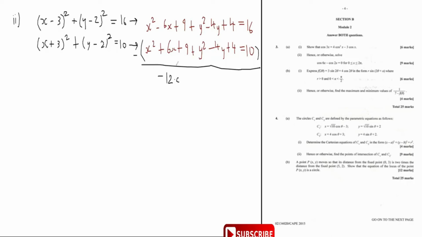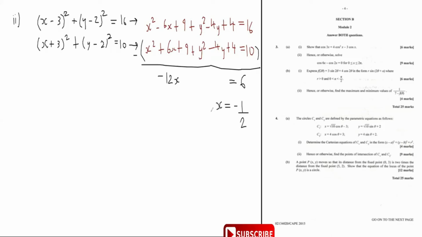Then we're going to have 9 minus 9 cancel, y squared minus y squared cancel, minus 4y minus minus 4y, minus and minus give us plus, so that's 4y minus 4y that cancel. 4 minus 4 goes away too. And then 6 minus 10 is 6. So we get minus 12x is equal to 6. So we can divide through by minus 12 and say x equals negative a half.